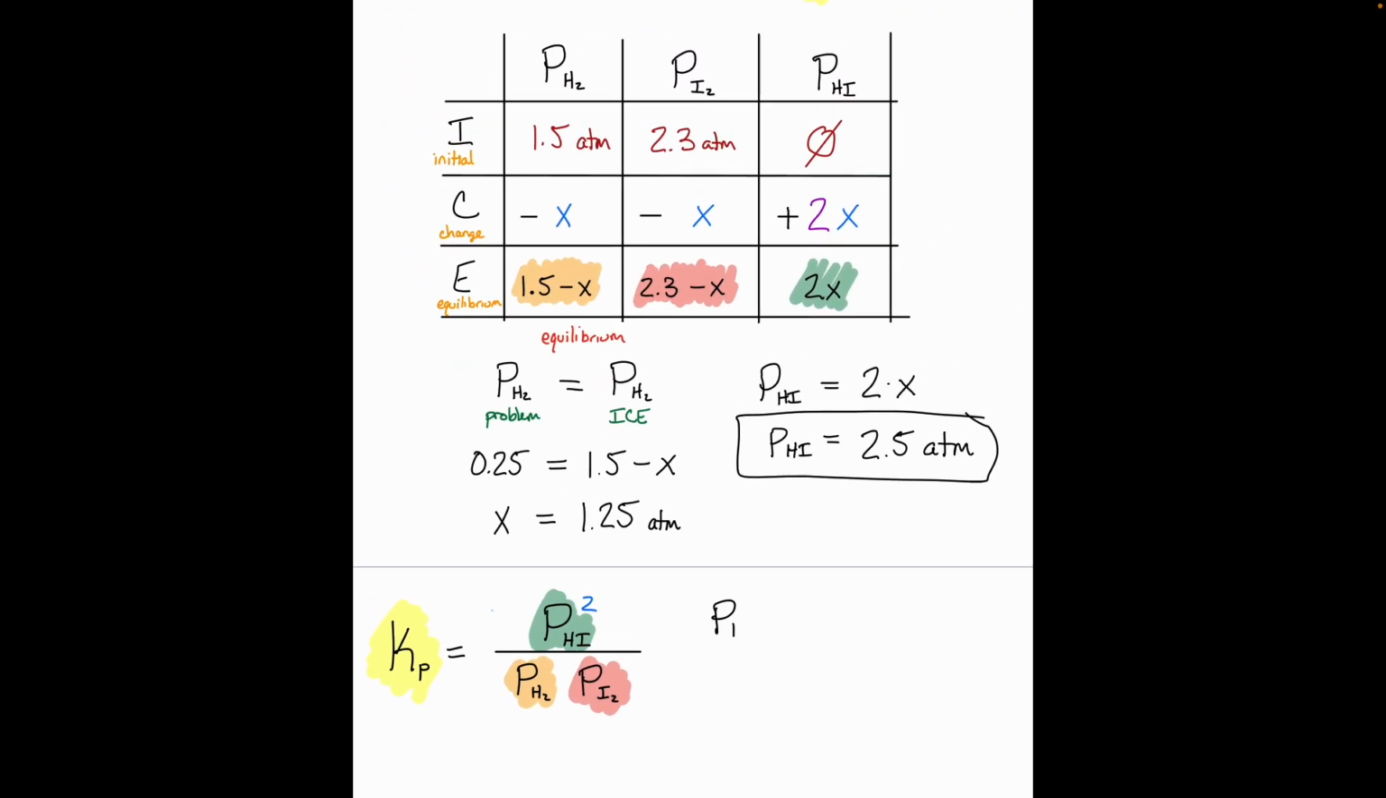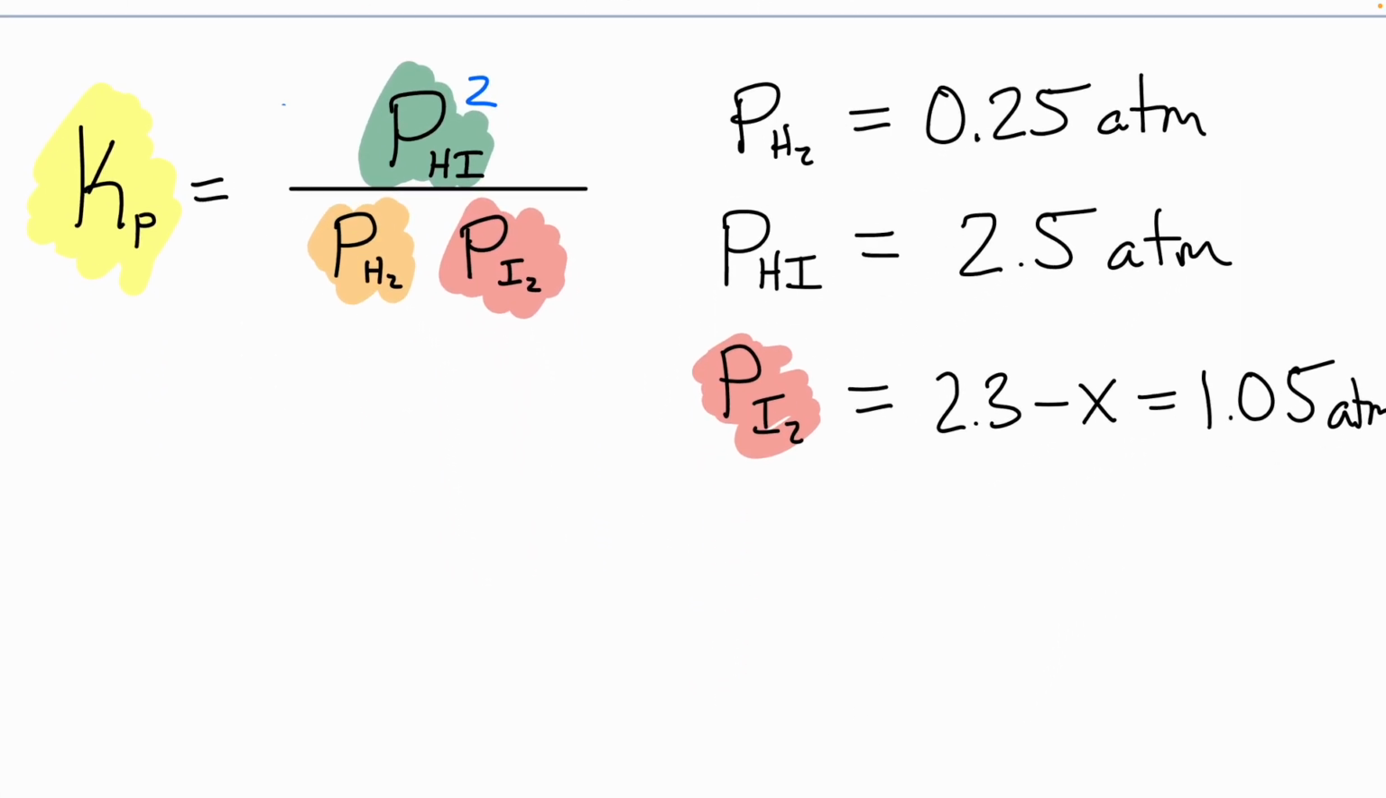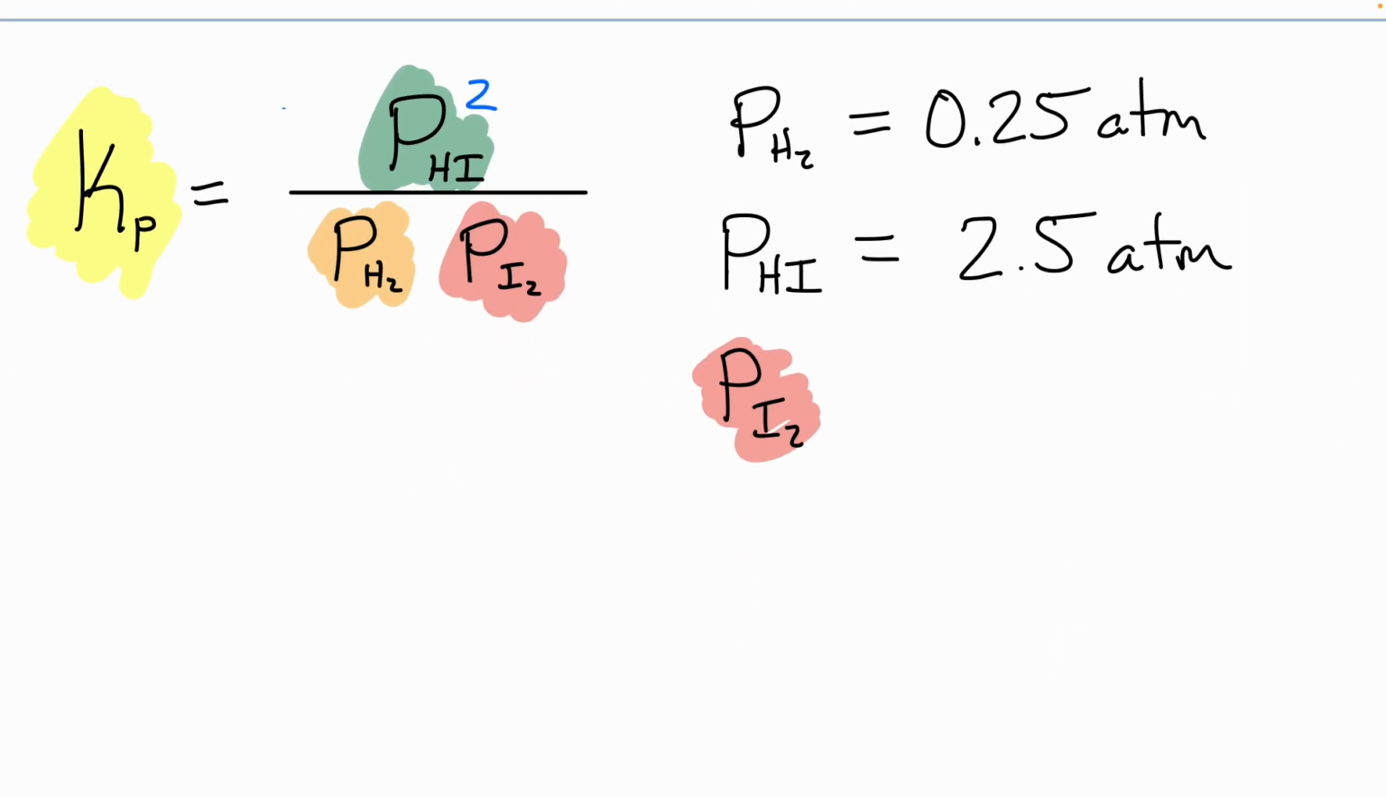All right, my pressure of that hydrogen gas, that was given to me at equilibrium as 0.25 ATM. My pressure of my product, we calculated that at equilibrium to be 2.5 ATM. And now in order to get the pressure of that iodine at equilibrium, I need to do my pressure of iodine at equilibrium box, 2.3 minus X, which equals 1.05 ATM. Okay, that was really messy.